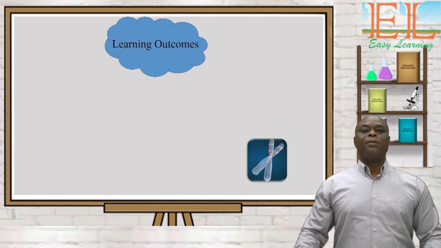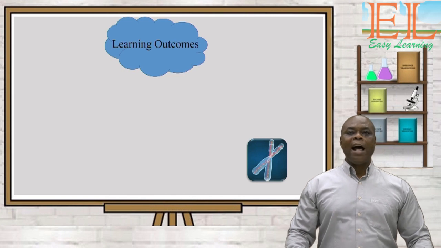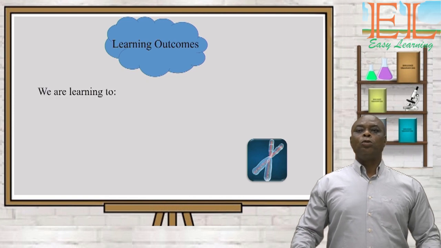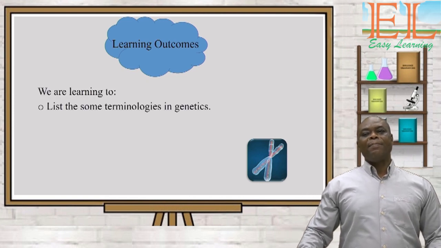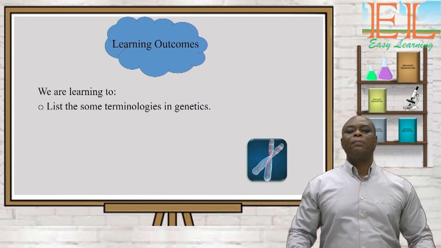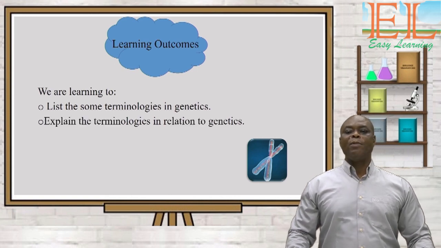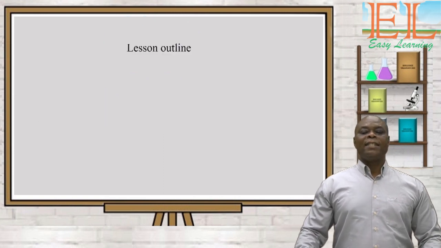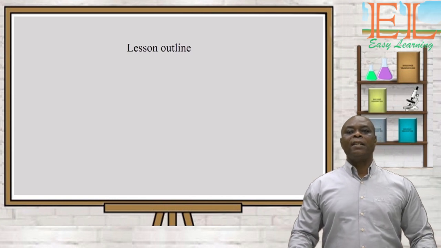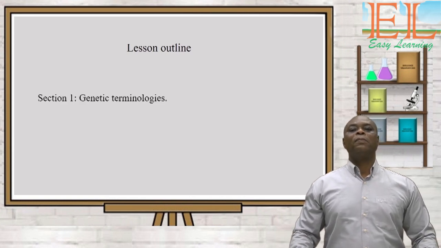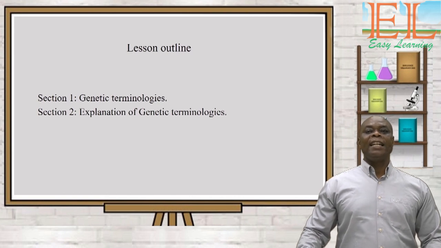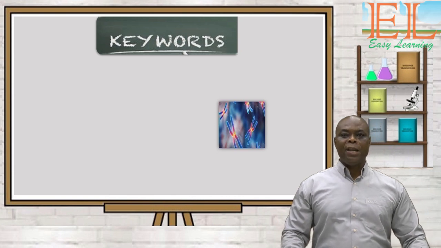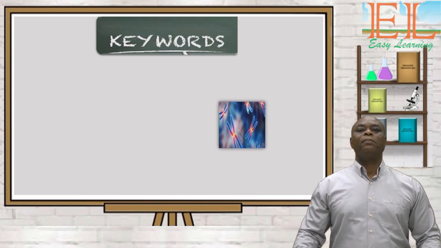from their parents. Our lesson outcomes for today are: we will learn to list some terminologies in genetics and also explain the terminologies in relation to genetics. For our lesson outline, we'll be looking at genetic terminologies and also explain the genetic terminologies we looked at. Now let's look at some key words that will feature in the lesson.